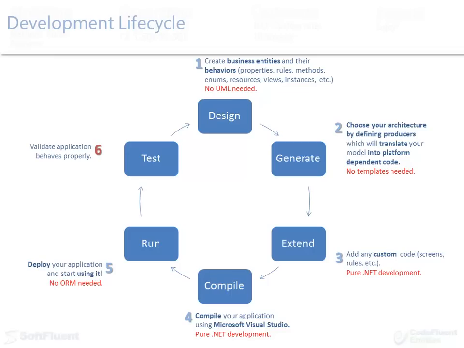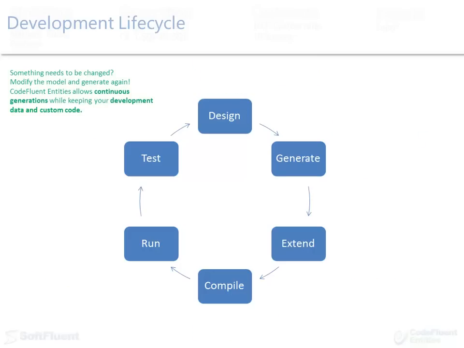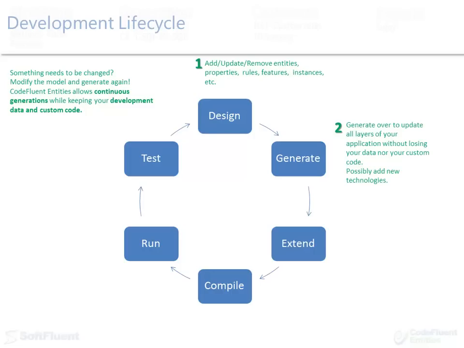So obviously, those few steps from extend to test are in fact a sub-cycle in the application development lifecycle, and it can be repeated as much as needed without generating over each time. However, if ever a structural change is needed, like adding an entity, renaming one, removing columns, or whatever else, you'll need to go back to the model, update it, and generate over. And then you're off for a new cycle.